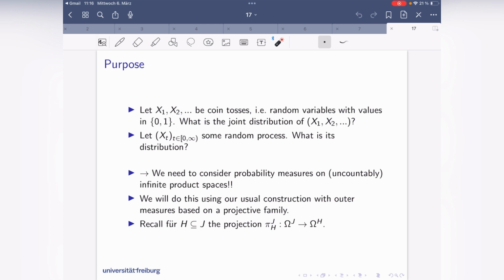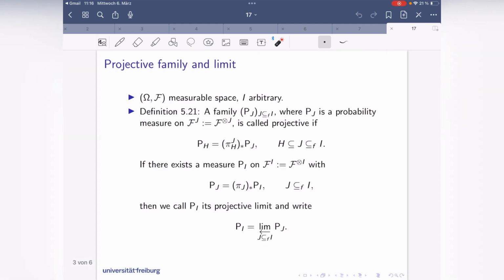And what we also need here, again, is the projection operator. So J is a bigger set, so that's a product space with a larger index set, so more coordinates, and here you have fewer coordinates, and you just leave out the rest, and that's the projection. We need this on the next slide. The topic is projective limits, and let's define them.